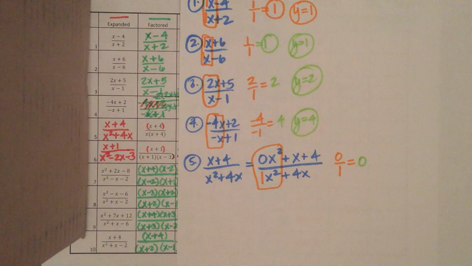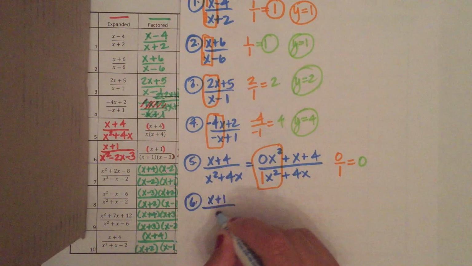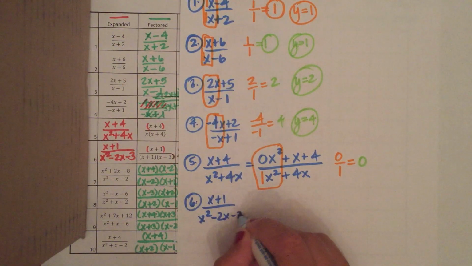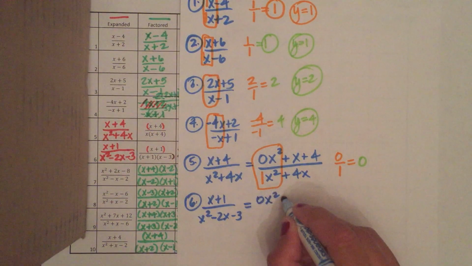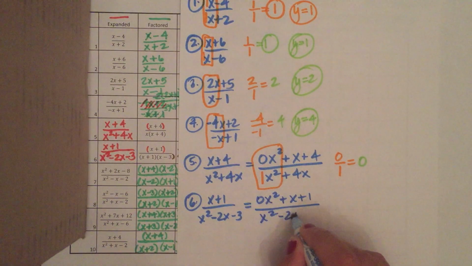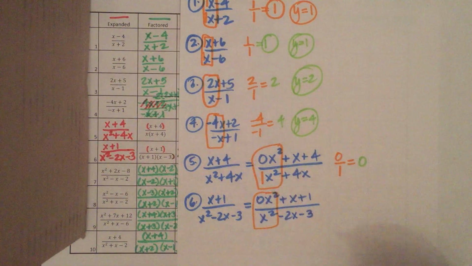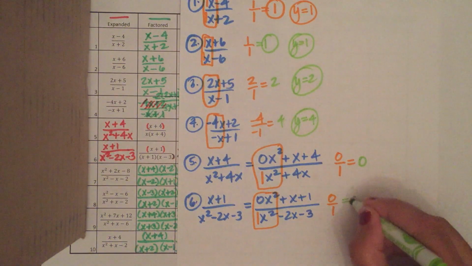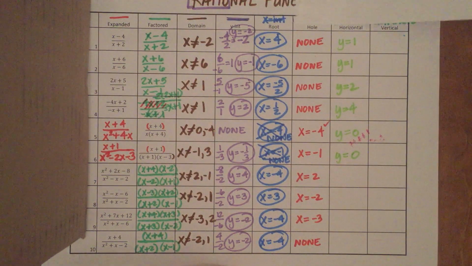Same issue you're going to run into on number 6. On number 6, you've got (x plus 1) over (x squared minus 2x minus 3). Once again, I've got a squared term, but not on the top. I've got to put in my placeholder. That becomes 0x squared, since there's not one there, over x squared minus 2x minus 3. So I do my highest degree terms. I get 0 over 1 again, which puts me at 0. So number 6 also has a horizontal asymptote of 0.